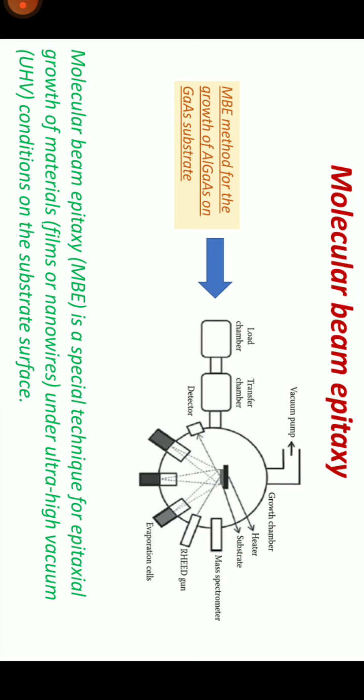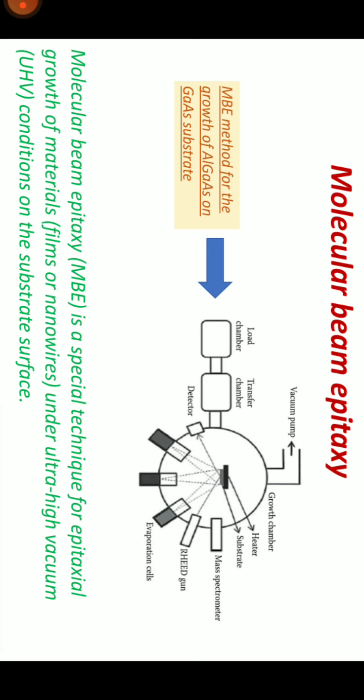Molecular beam epitaxy is a special technique for epitaxial growth of material under ultra high vacuum conditions on the substrate surface. The growth occurs by the interaction of molecular beams from two or more beam sources at the substrate. It is generally used to deposit elemental or compound quantum dots, quantum wells and quantum wires in a highly controlled evaporation of a variety of sources.